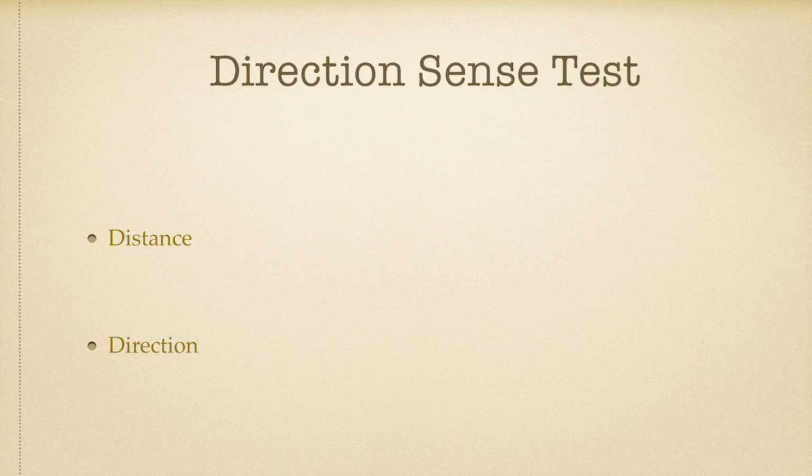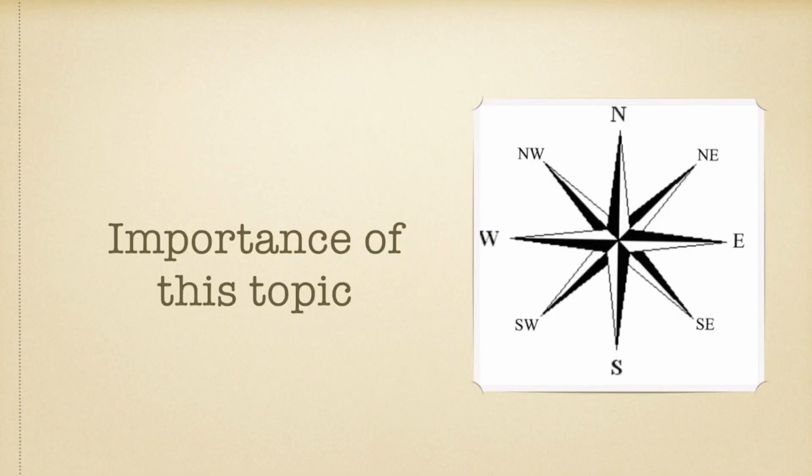Direction sense test involves two major parameters. One is distance, another is direction. You are provided with a sequence of directions and distances, and you need to figure out the final direction and distance based on the given data. How is direction sense test useful? It helps you to trace and follow directions and sense them accurately.